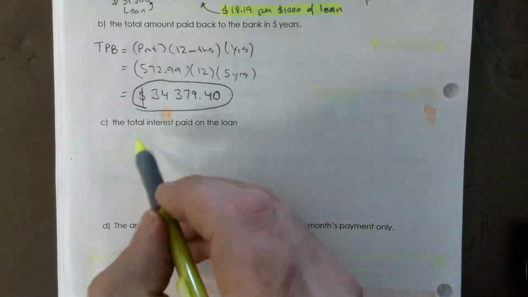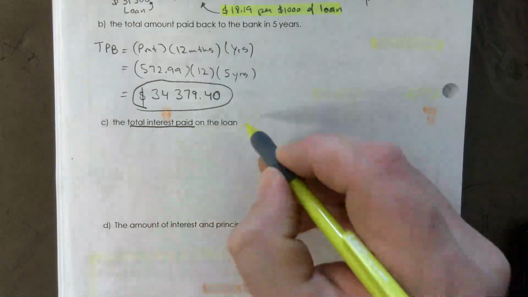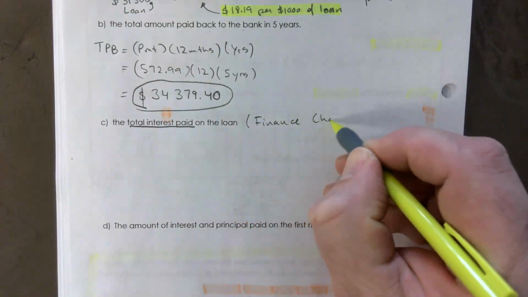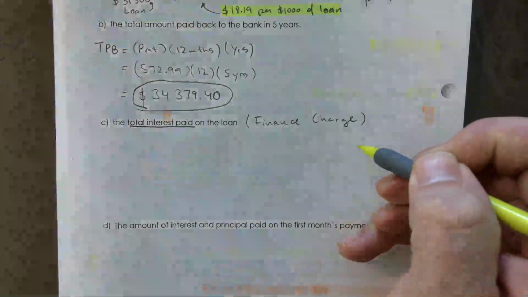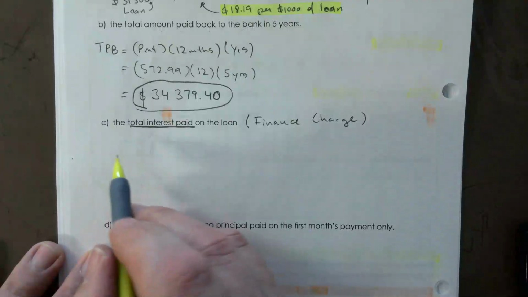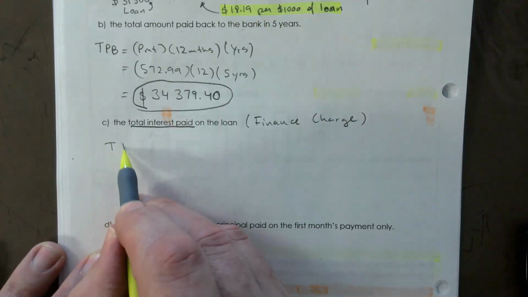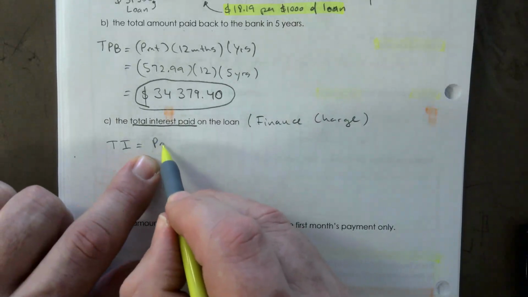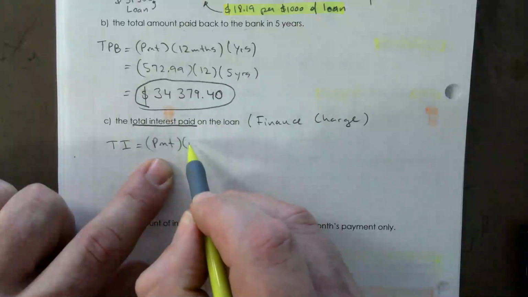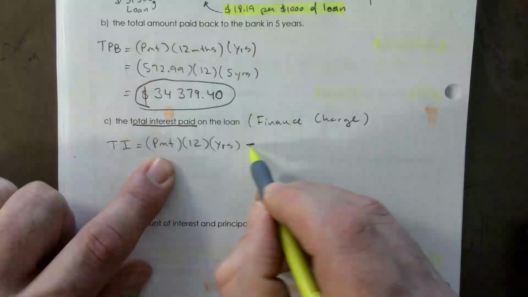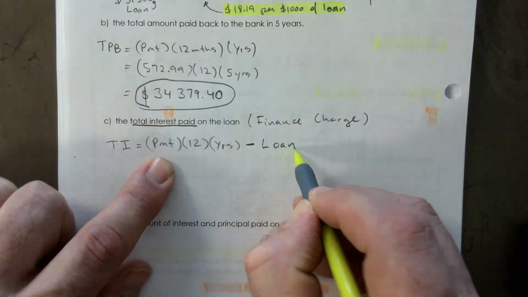Next, what's the total interest paid? This is also called the finance charge. They're charging you to finance it. That's what interest is. Total interest. You got to go payment times 12 times years minus the loan.